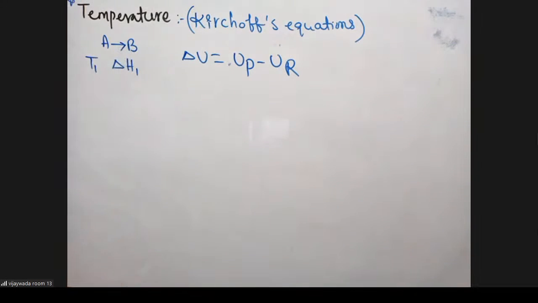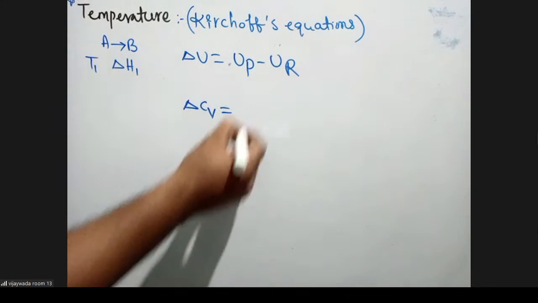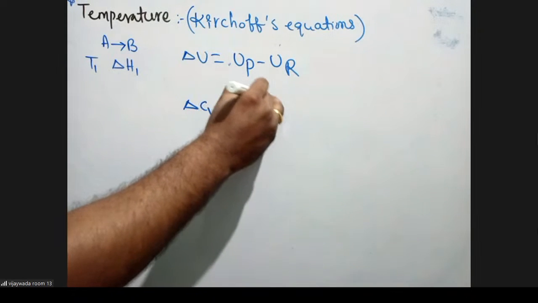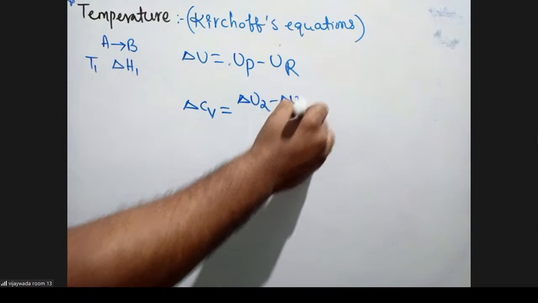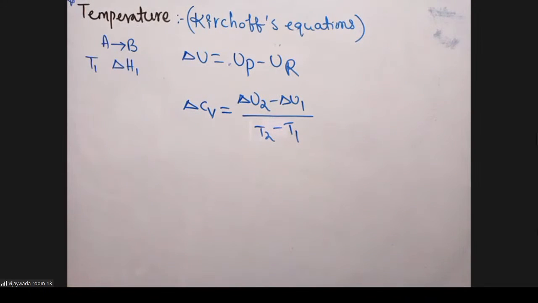Similarly, if you solve this at constant volume, you will get delta Cv equal to (delta U2 minus delta U1) by (T2 minus T1). So we can measure heat of reaction at constant volume with the help of this internal energy.